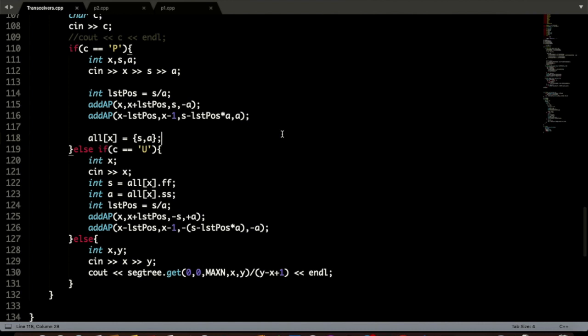So this was the solution for the problem transceivers. Hopefully you like the problem.